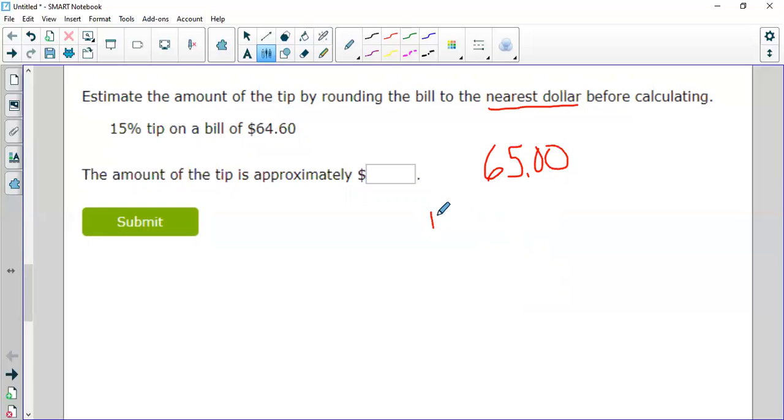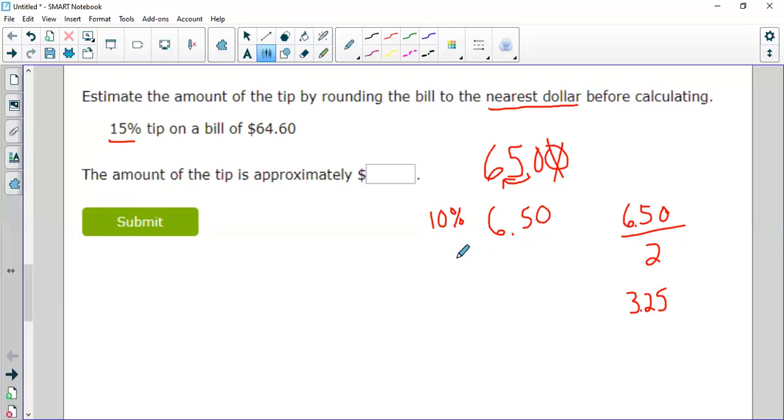And I always start by finding my 10%. That's my baseline. That's the amount that I'm going to start with. Move that decimal one place. Lose that last 0. So I have now $6.50. That's my 10%. I want 15%, so I need 5% more. Well, 5% is half of this. So I'll take my $6.50 and divide it by 2. And half of $6.50 is $3.25.